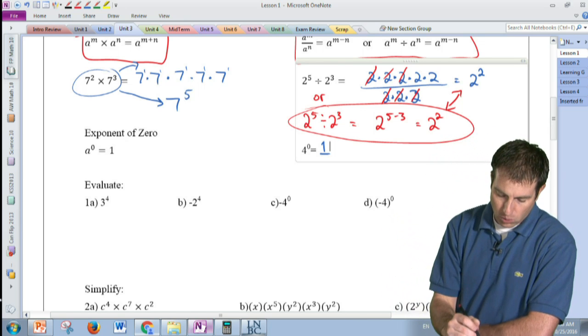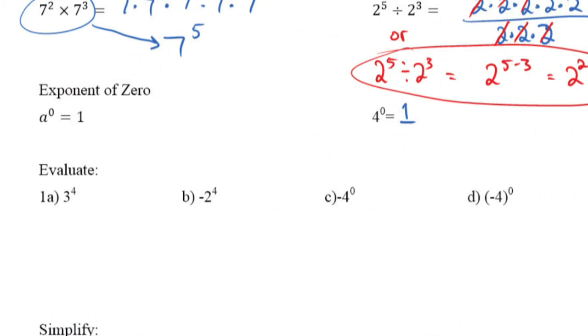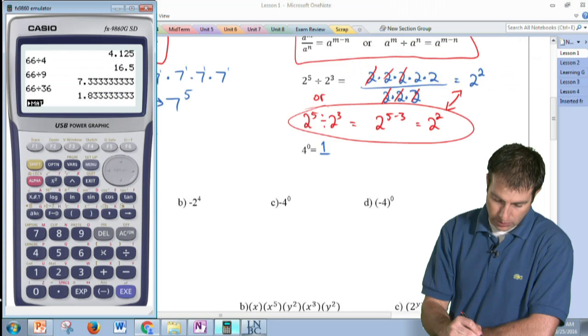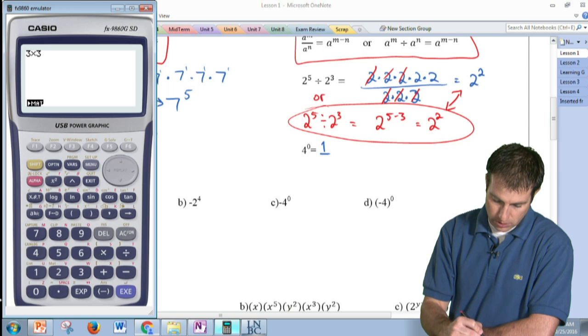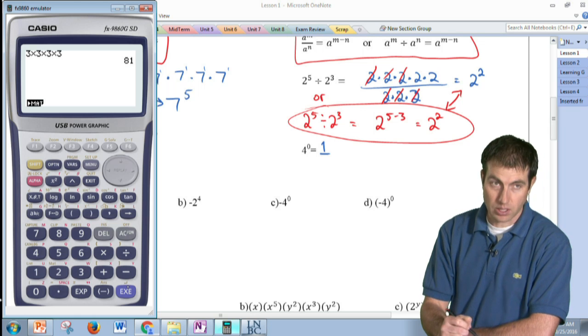So 3 to the power of 4 is exactly what you think. 3 times 3 times 3 times 3. 3 times 3 is 9, times 3 is 27, times 3 is... is it 81? Is that right? I'm going to go with 81. I can check it on my calculator. 3 times 3 times 3 times 3, 81. There we go.